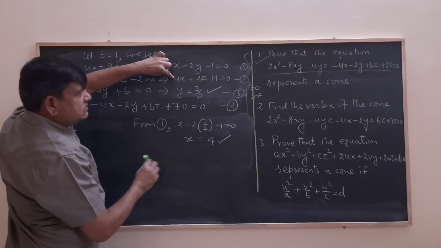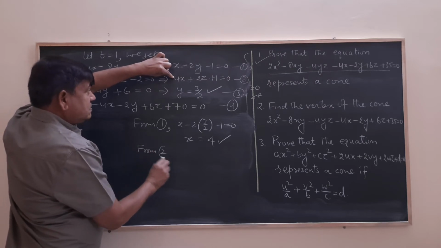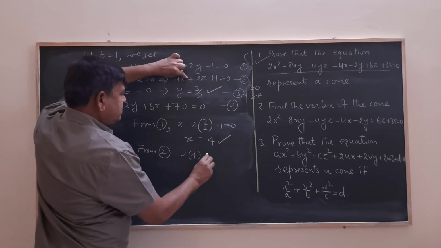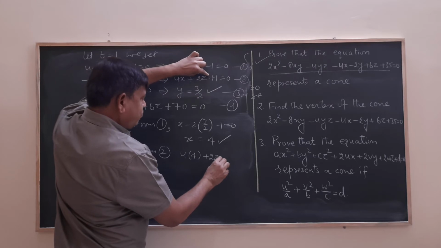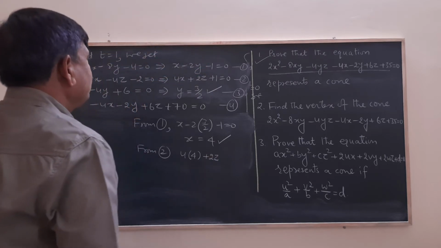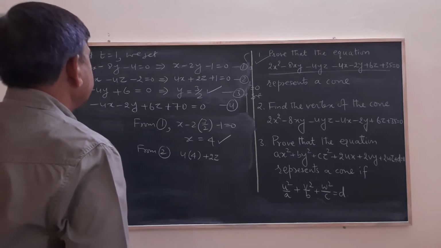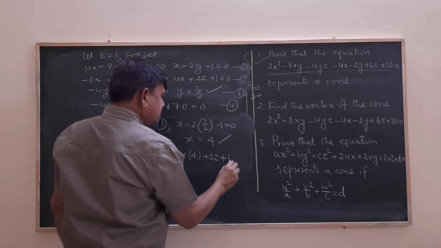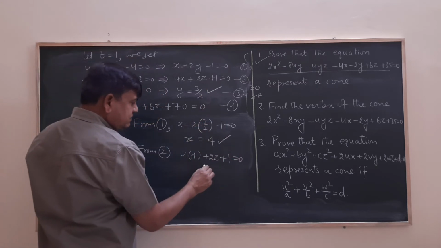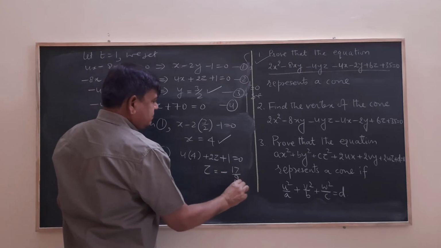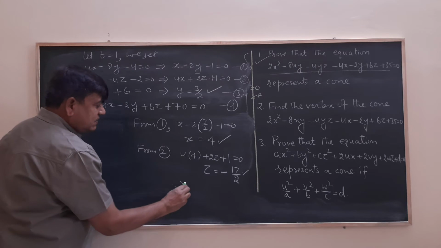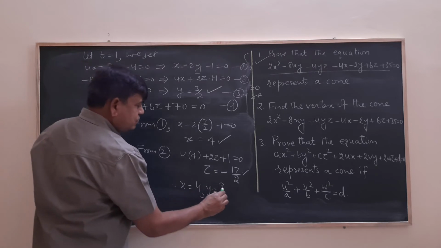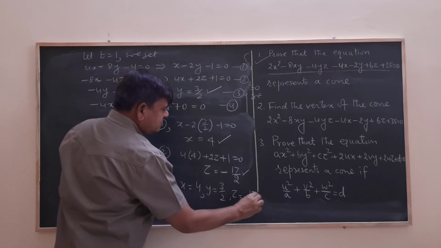Okay, then from second, 4 into x means 4, plus 2z and plus 1. Mistake somewhere? Okay, it is correct. So 16 plus 1 is 17. So z is minus 17 by 2. Yes. So therefore x is 4, y is 3 by 2 and z is minus 17 by 2.